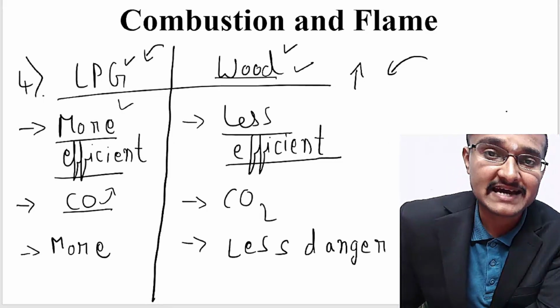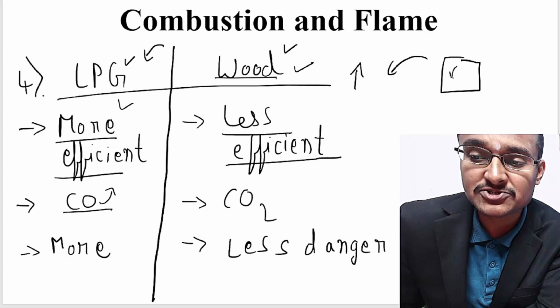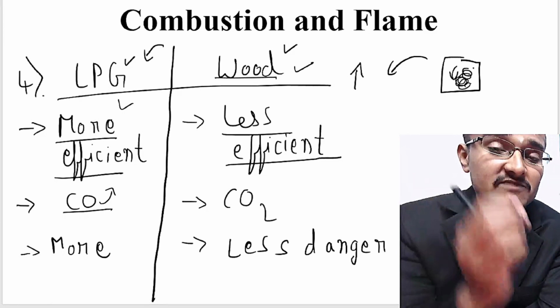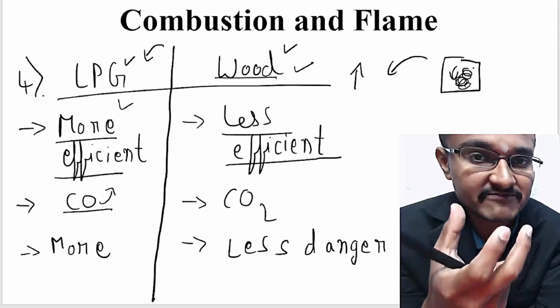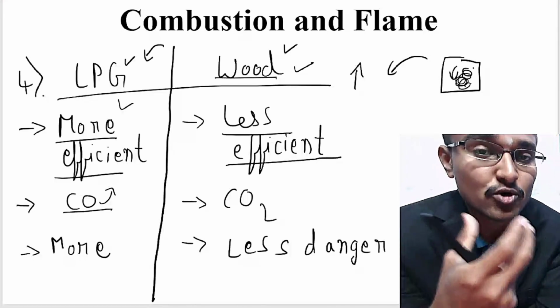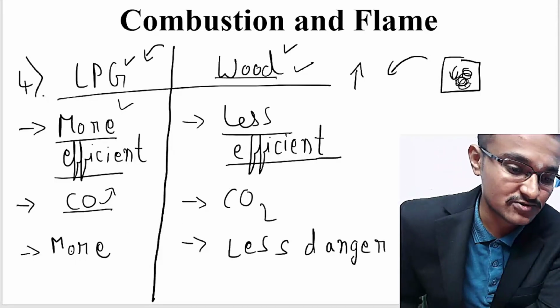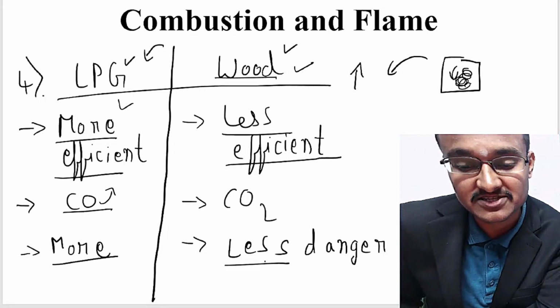Because in LPG, the petroleum gas is compressed to form liquid. So there will be high pressure built up inside the LPG cylinder. Only when LPG cylinders are handled very carefully can it be very effective. But if it is not handled properly, then it could turn out to be more dangerous. So using LPG as fuel is more dangerous. Using wood as a fuel is less dangerous.